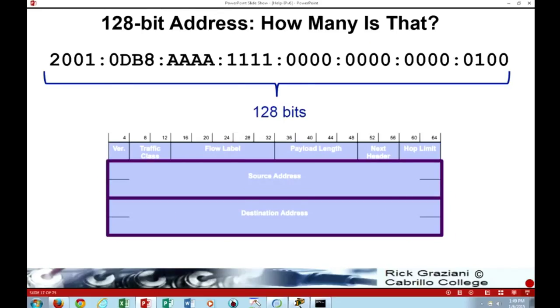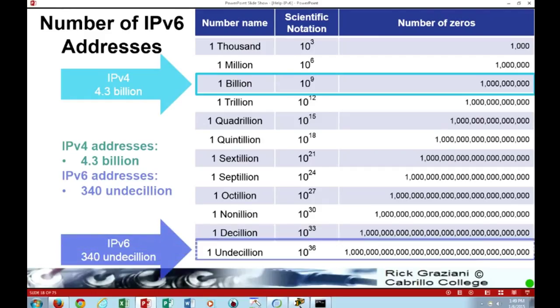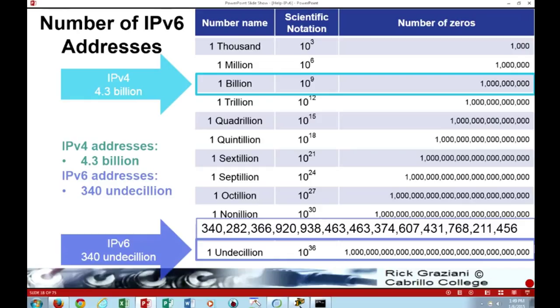Alright, so how many addresses is this? Okay, well, in IPv4 we have about 4.3 billion addresses. In IPv6 we have 128-bit addresses. We have 340 undecillion. That's a lot. Is that like undecided? Undecided, yeah. Well, I don't know. Could be.